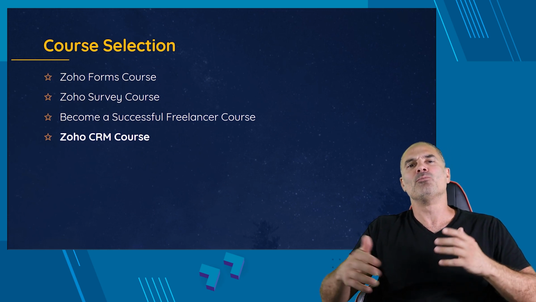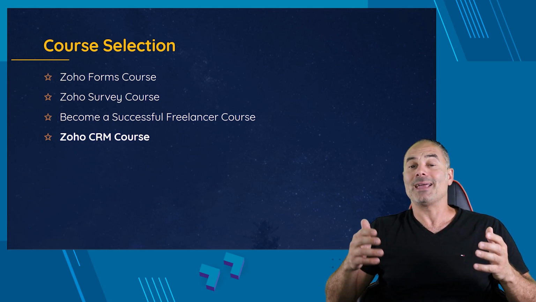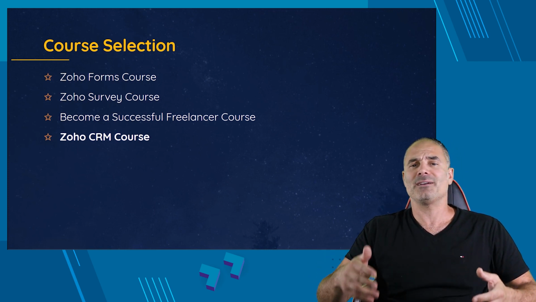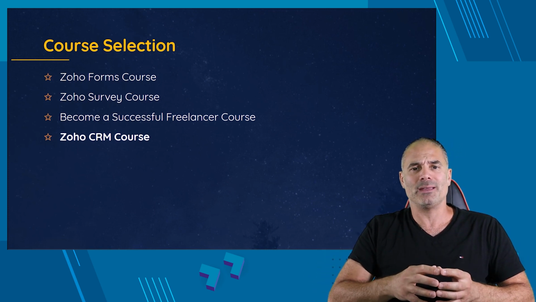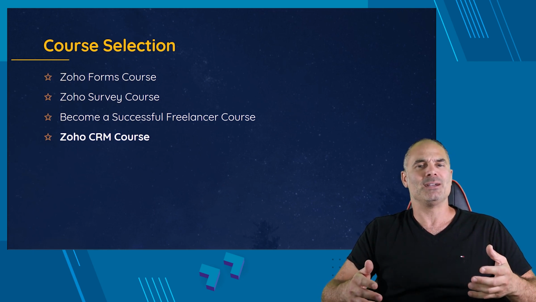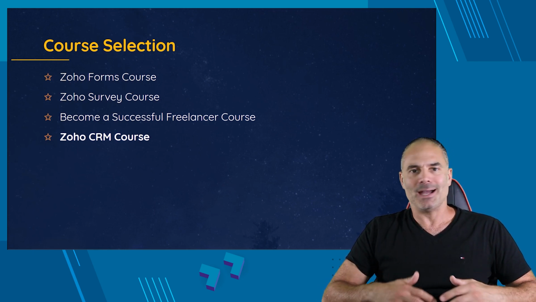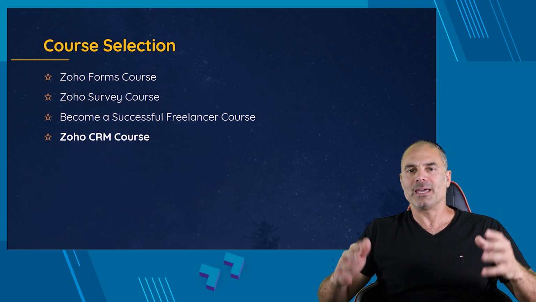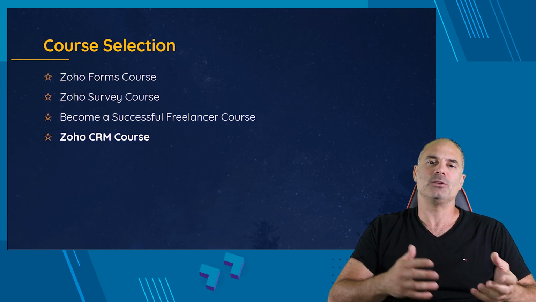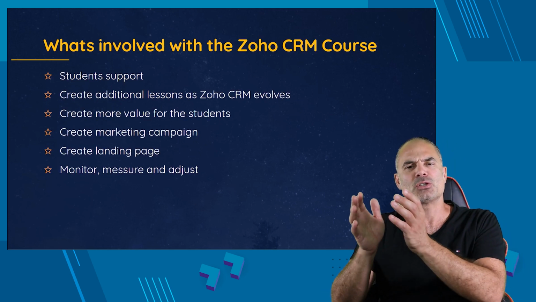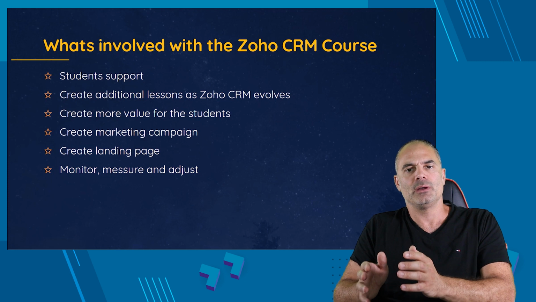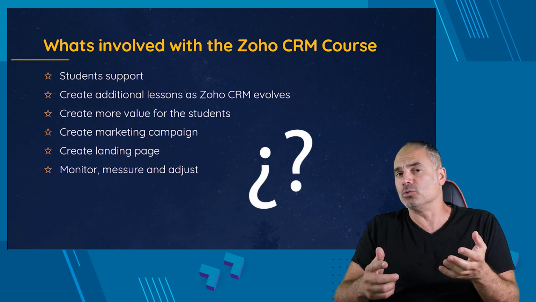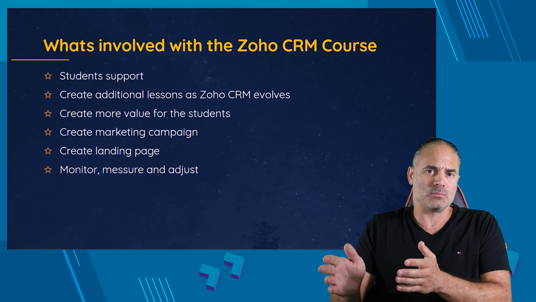Next, because I have multiple courses, I cannot promote all the courses. I need to promote one. From all the courses that I have, the Zoho CRM course is the right way to go because it's already being sold organically. It got top ratings and I really believe that I can promote it and give lots of value to my clients. The next step is to see what's involved in selling the course. What I need to do or my team needs to do in order to sell this course.